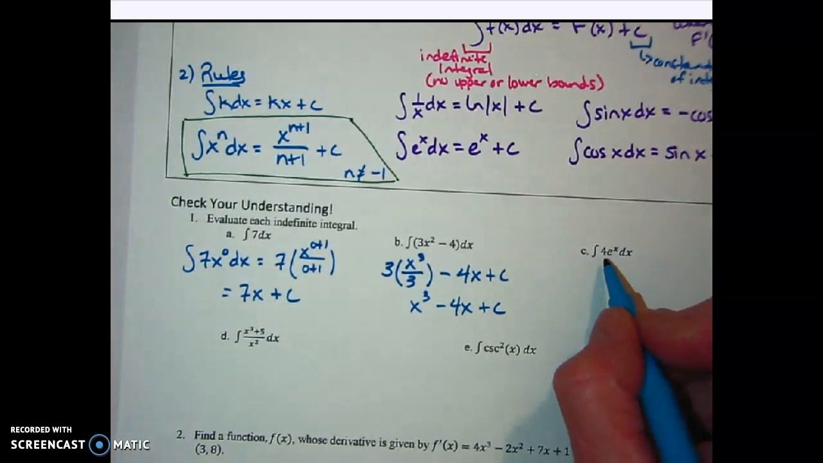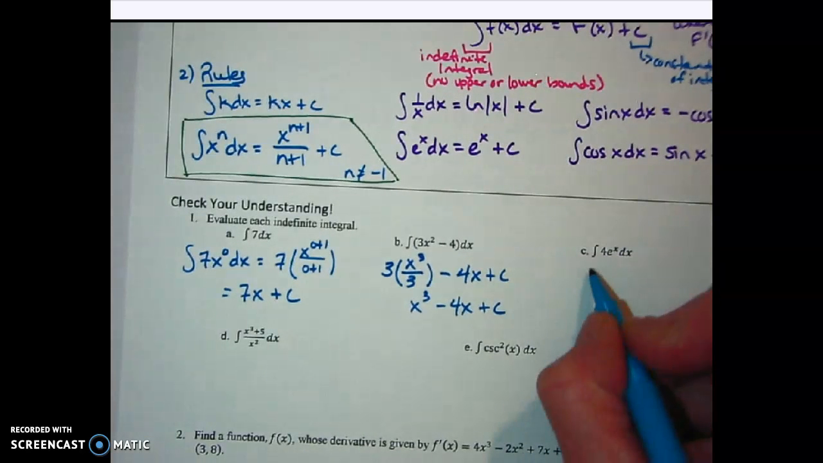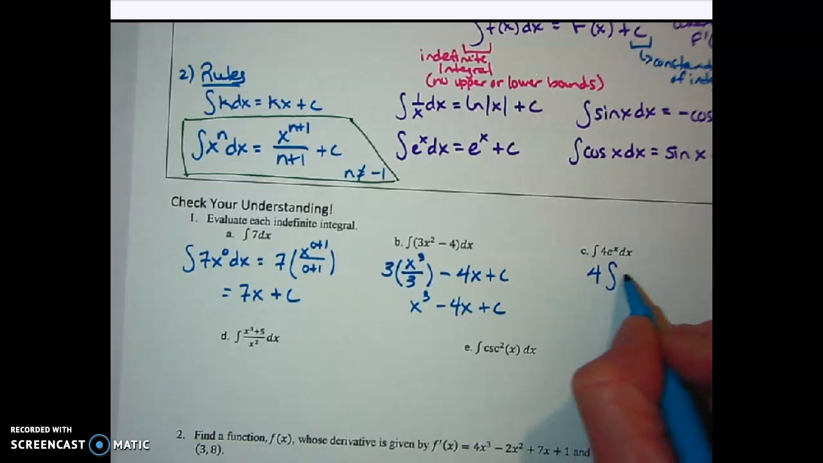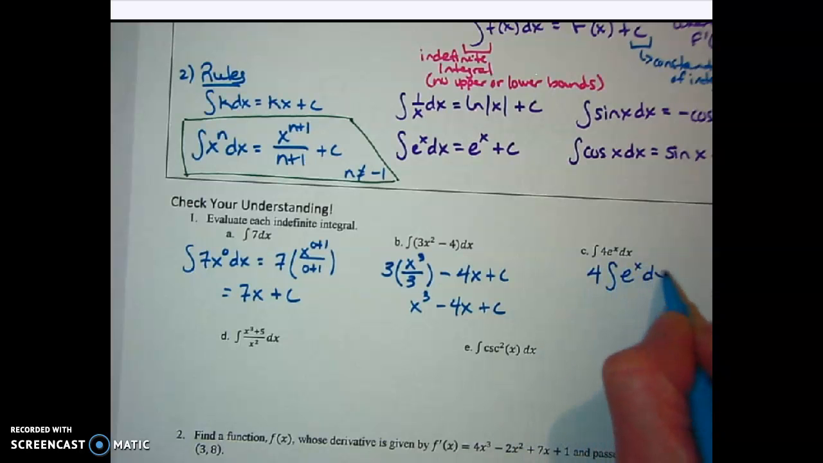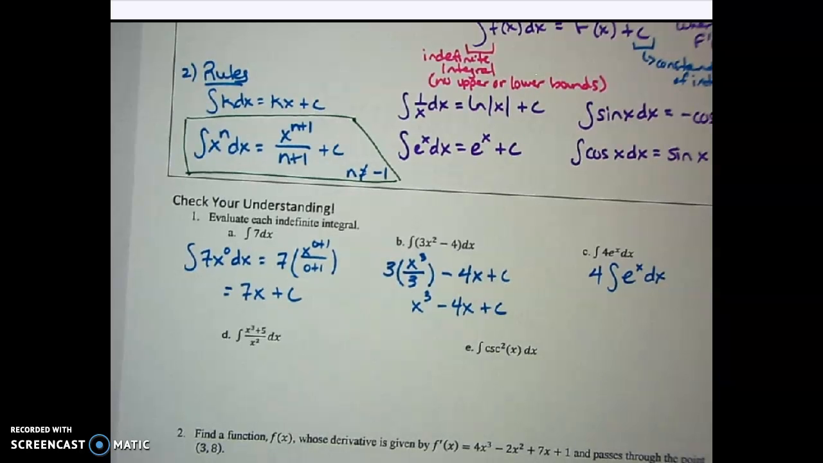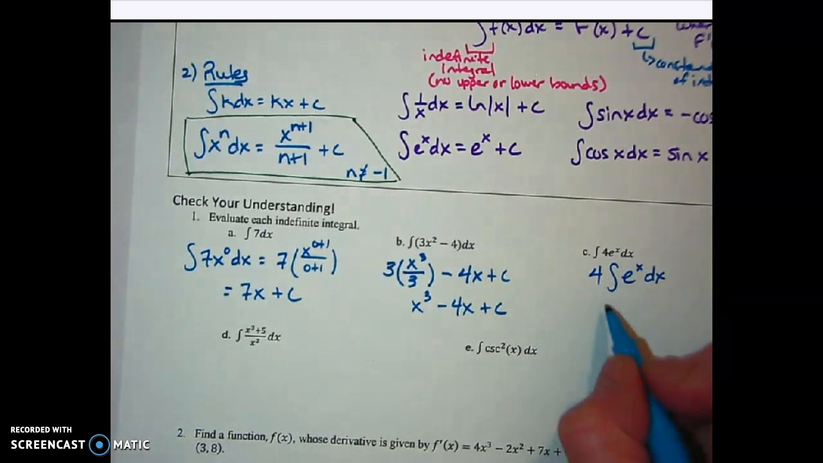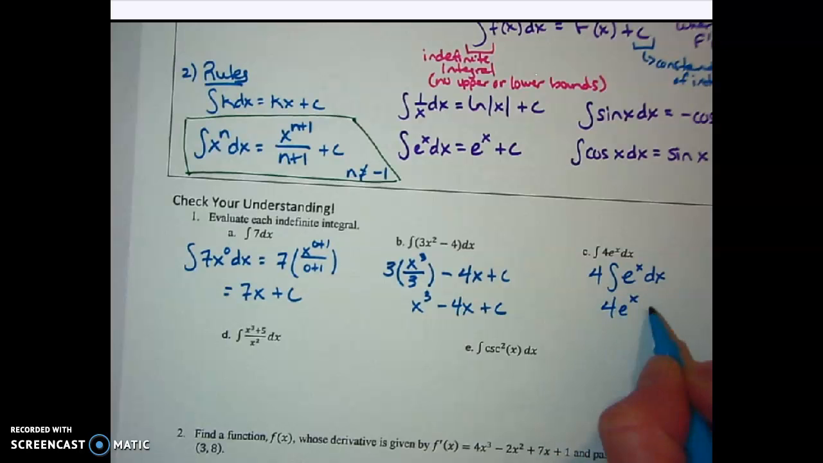And the third one, well, the constant is just a constant, and we have this rule. I don't know if we've talked about this yet. I believe we have. I can bring that constant out in front. So now the integral of e to the x is just e to the x.